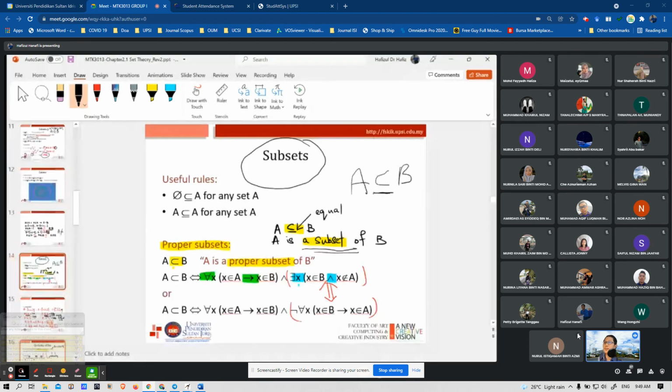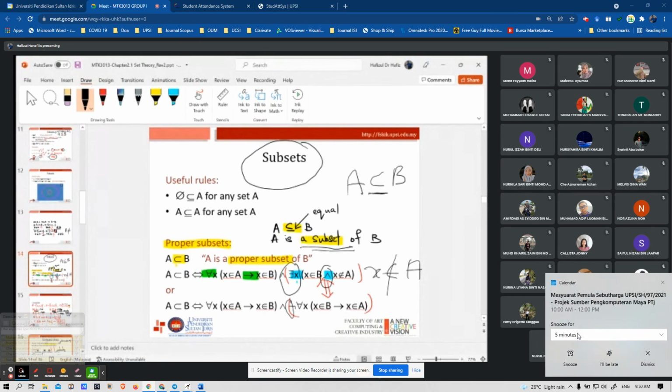Okay, and then for proper subset, we have A is a proper subset of B. We can define it as for all x, x is a member of A implies x is a member of B, and for some x, x is a member of B that is not a member of A. Or we can say that for all x, we can negate, x is a member of B implies x is a member of A. For this one, x is not a member of A, because we have for some.